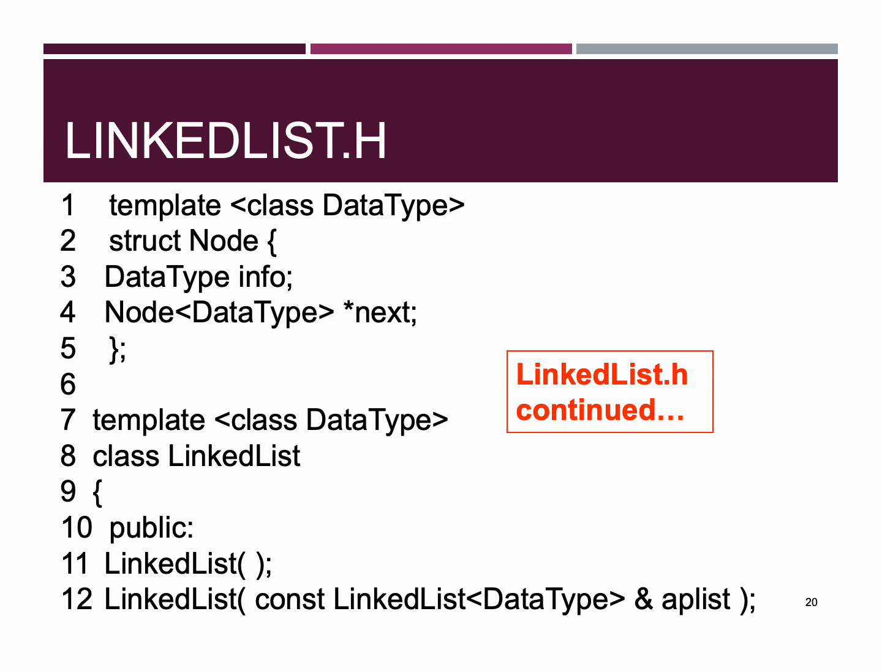After the node structure, we define the linked list class itself, also as a template class. The class will have two constructors: the default constructor, which initializes an empty list, and a copy constructor, which allows us to create a new linked list as a copy of an existing list by passing it as a parameter.